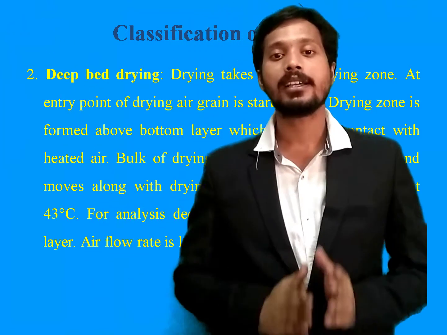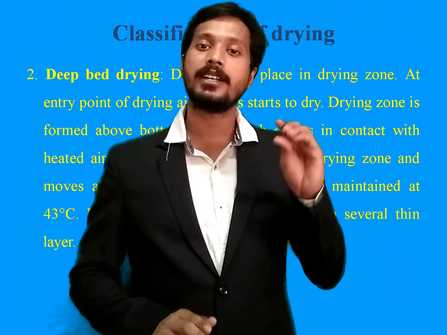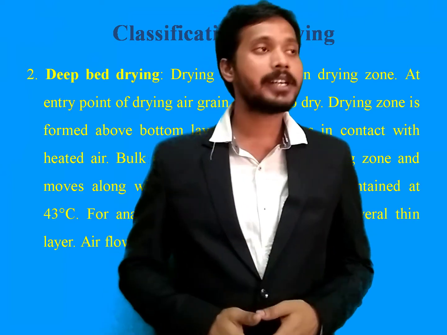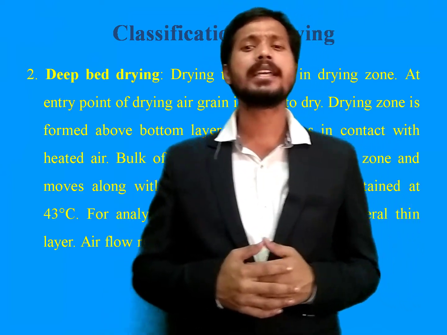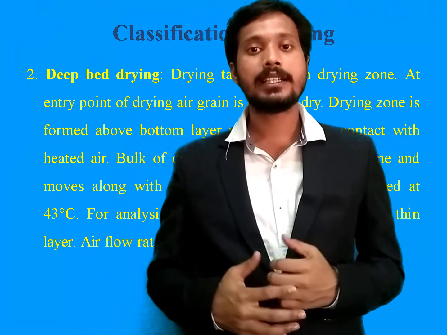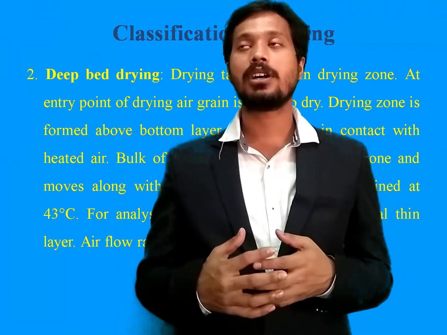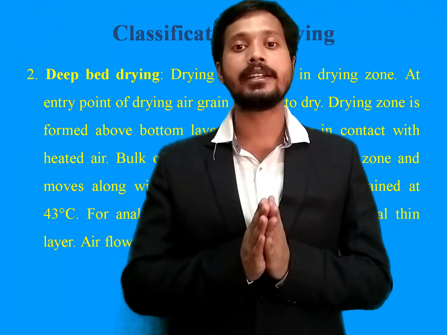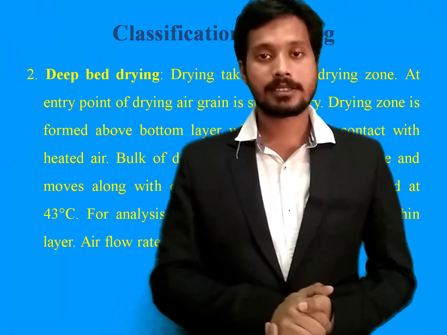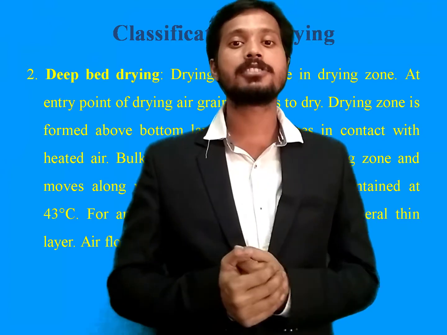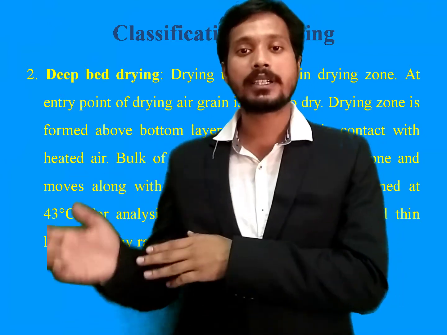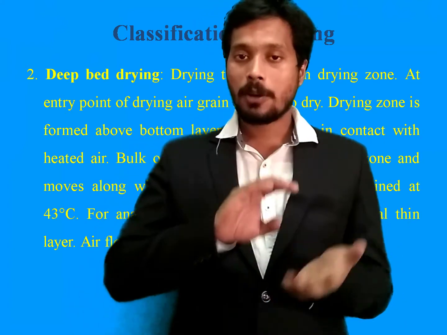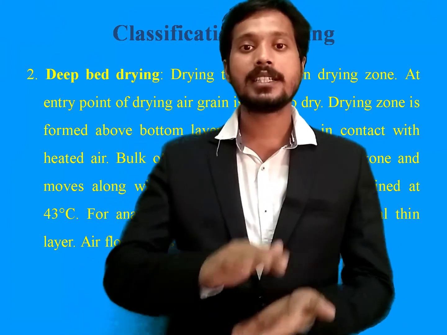In thin layer drying, we have seen the grain thickness is very less, 15 to 20 centimeters maximum, and that's why the grain is fully exposed to the ambient air. And in deep bed drying, we have seen that the thickness of the grain is very high, like 20 to 40 centimeters in range, and that's why there is a top section, intermediate section, and bottom section.